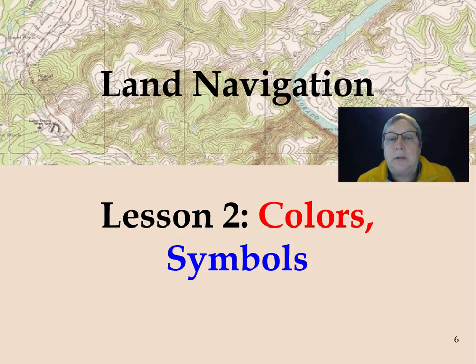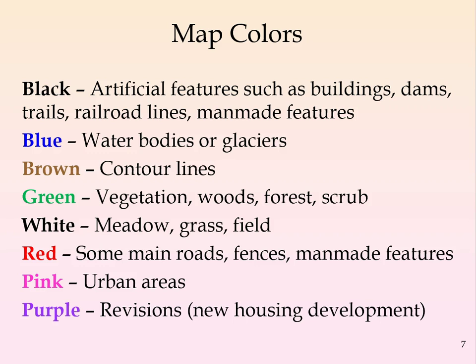Hi everyone, this is Land Navigation, Lesson 2, and we're going to be talking about colors and symbols in this screencast. Now, when we actually start looking at a topo map, we're going to find that they're very colorful, and you need to know what those colors mean. So we're going to start with black.